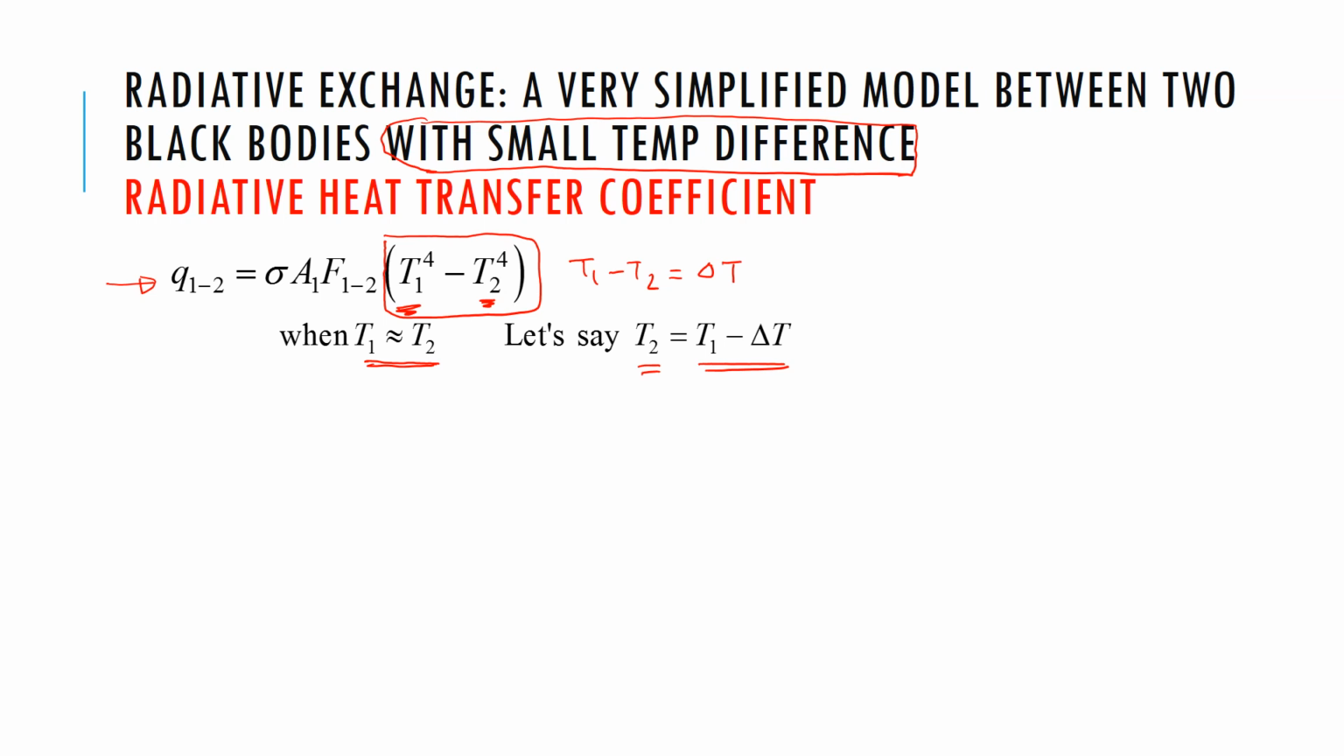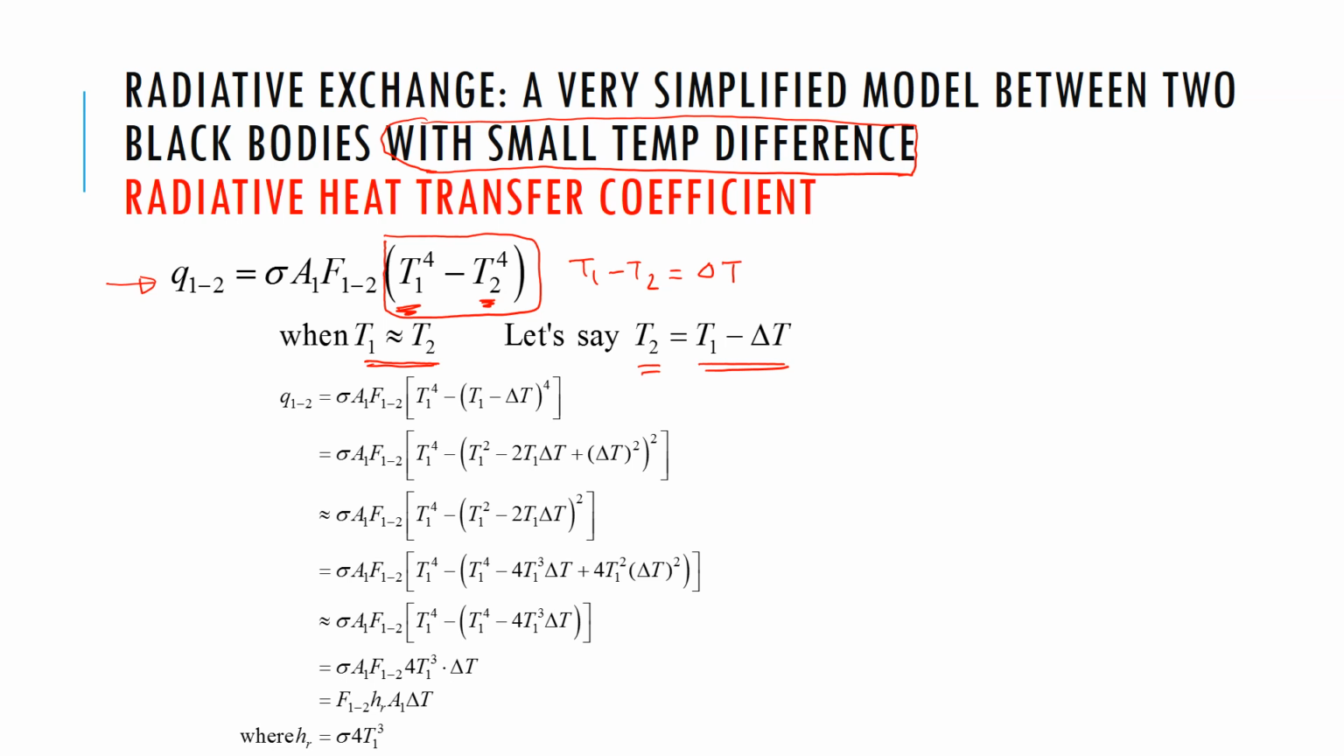And so let's plug this one in, and let's go slow in the derivation. So Q12 is equal to sigma A1 F12 times T1 to the power 4 minus (T1 minus delta T) to the power 4, and we're going to expand this in two stages. First we'll do (T1 minus delta T) squared, and then we'll square it again. So (T1 minus delta T) squared would be T1 squared minus 2 T1 delta T plus delta T squared, but here we use the information that delta T is small.